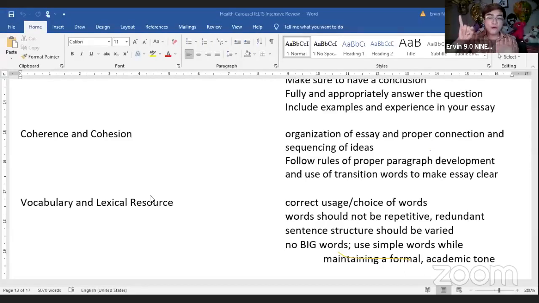So let's have a recap. Criteria number one, our national average is 6.0. The second one is 6.1. The third one, lexical resource, 6.9. Now let us move on to the fourth, the last of the four criteria.